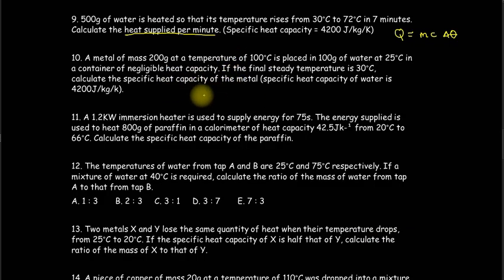Number 11. Observe this. A 1.2 kilowatts immersion heater is used to supply energy for 75 seconds. The energy supply is used to heat 800 grams of paraffin in a calorimeter of heat capacity 42. Okay, so questions can get confusing when you just read them directly. You just have to write out their parameters. So first of all, we're given kilowatts. This is power.